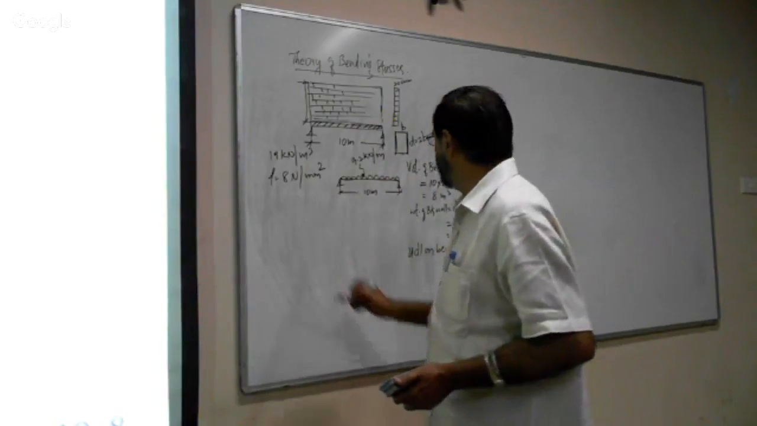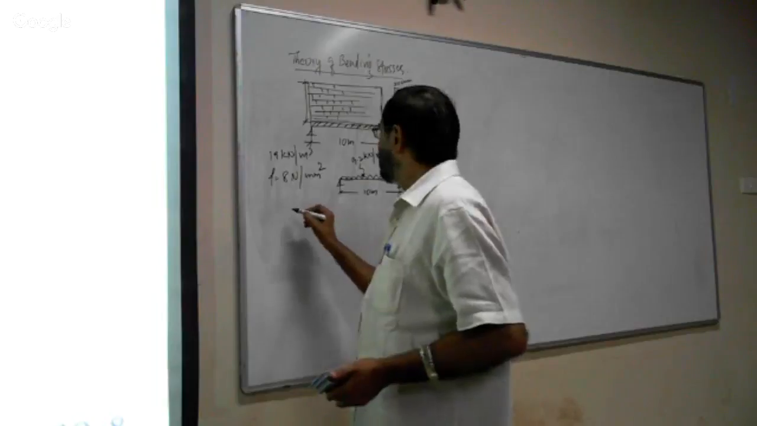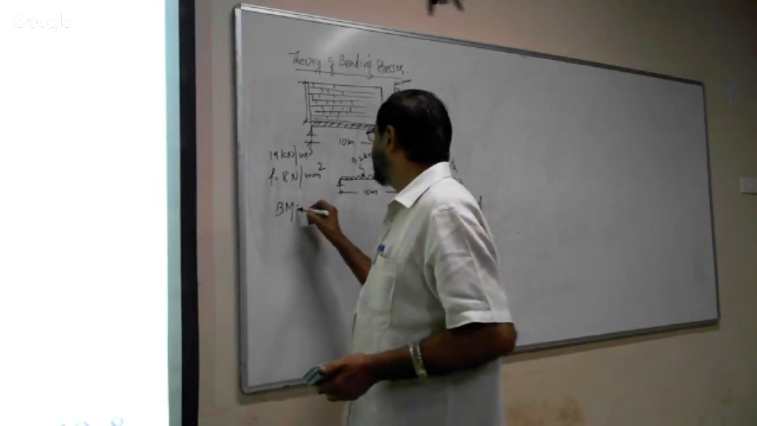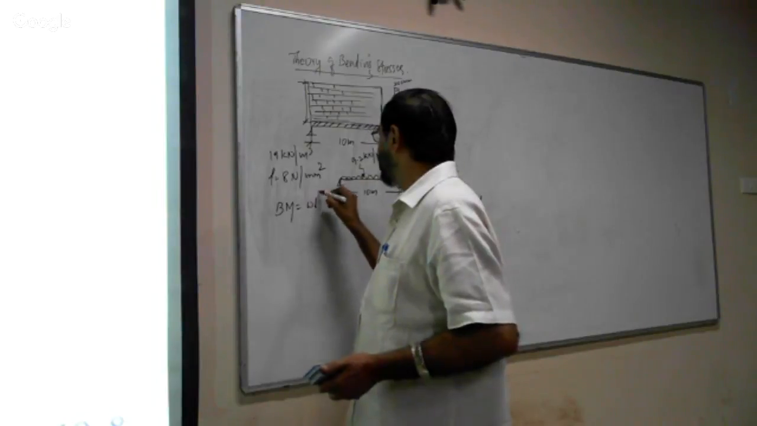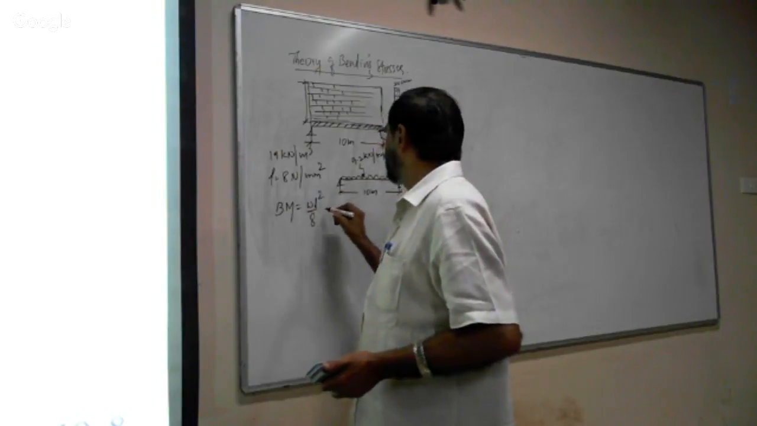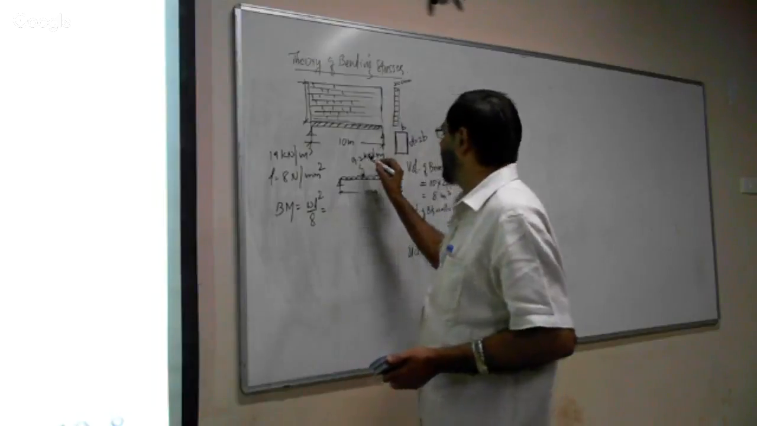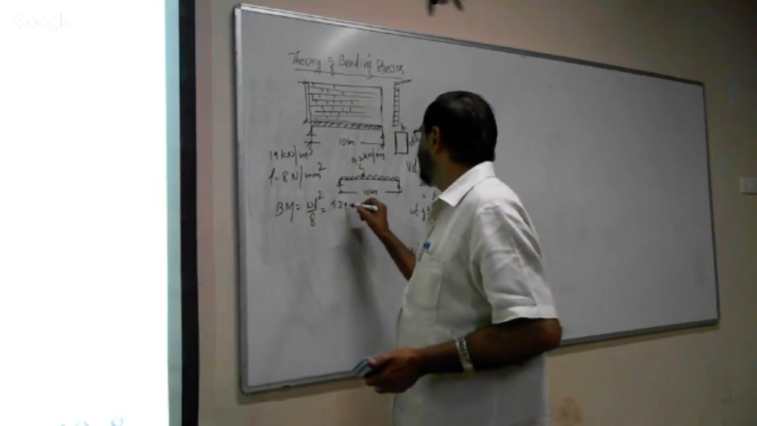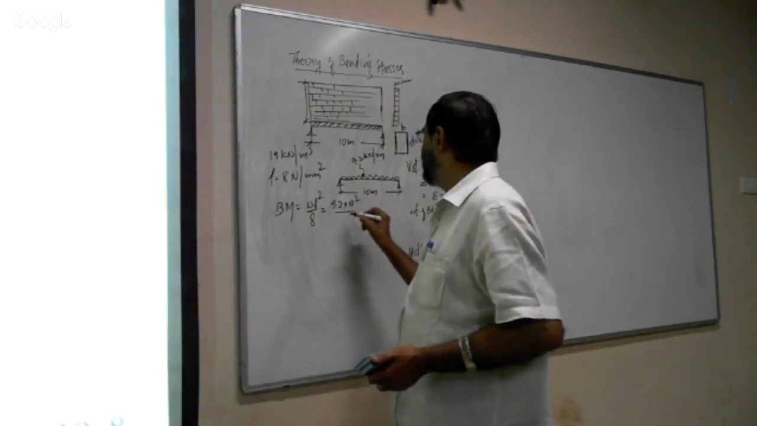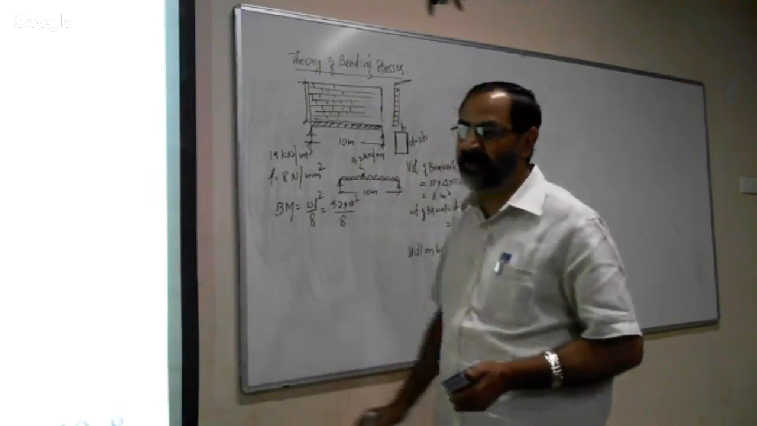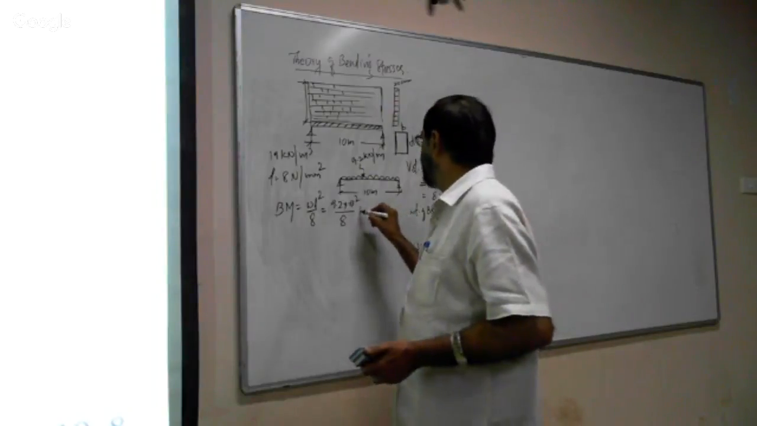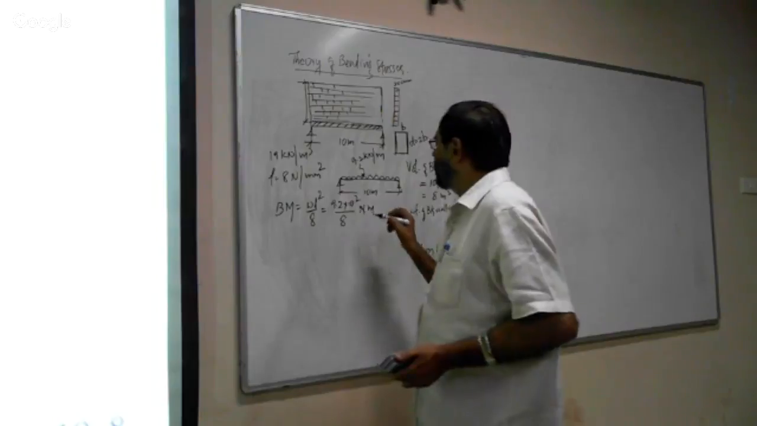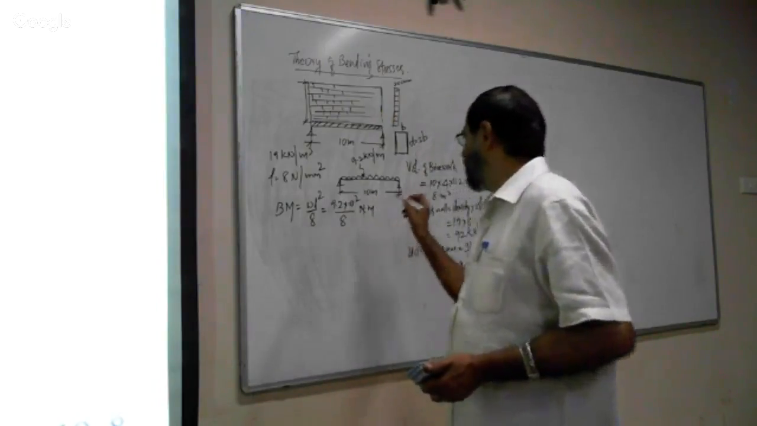Now let us calculate the bending moment. Bending moment is equal to W L square by 8. W is the load acting, that is the UDL. That is 9.2 into 10 square divided by 8. This is the value we are going to get, in Newton meter. This is the bending moment.